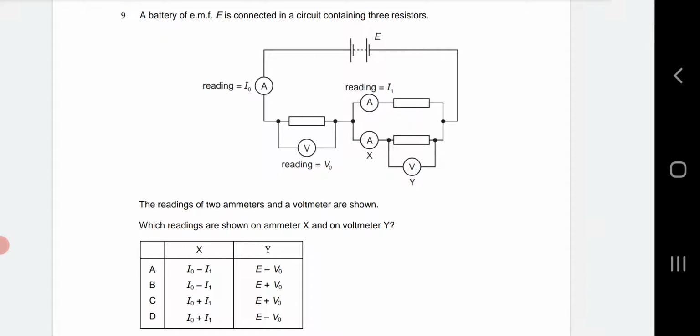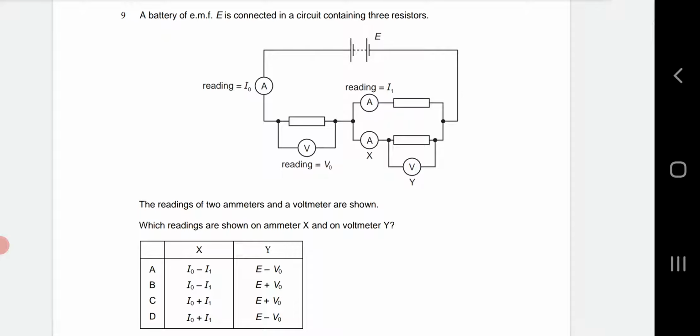Question number 9. A battery of electromotive force E is connected in a circuit containing 3 resistors. The readings of 2 ammeters and a voltmeter are shown. Which readings are shown on ammeter X and on voltmeter Y? Okay, reading I0 is the total current, whereas reading I1 is the branch current. And we know that total current is equal to the sum of all branch currents. So I0 is equal to I1 plus X. From this relationship, X is equal to I0 minus I1.